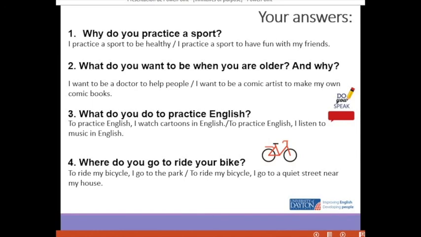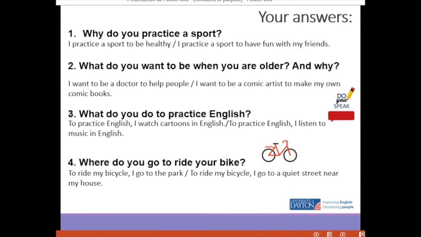Next, number 3. What do you do to practice English? Well, to practice English, I watch cartoons in English. Okay? Or to practice English, I listen to music in English. Do you listen to music in English? What's your favorite singer? Or cartoons? Do you watch cartoons? What's your favorite cartoon character?